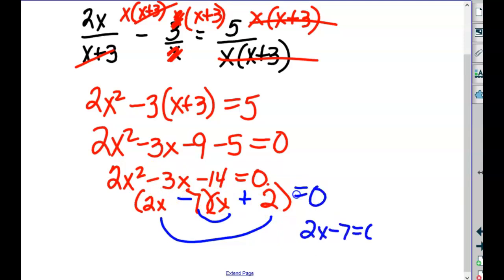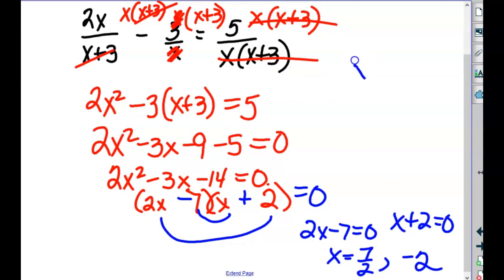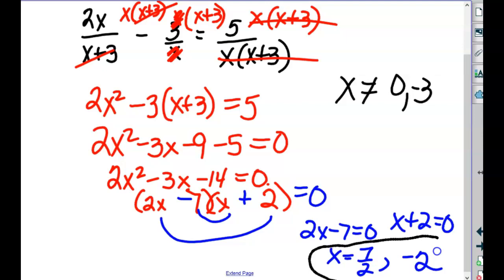So x equals 7 over 2 and negative 2. And neither one of those make the denominator 0. We could have said back here that we should watch for x cannot equal 0 or negative 3. We didn't get those, so both of these answers should work. All right, there is one like that, and it is free response.